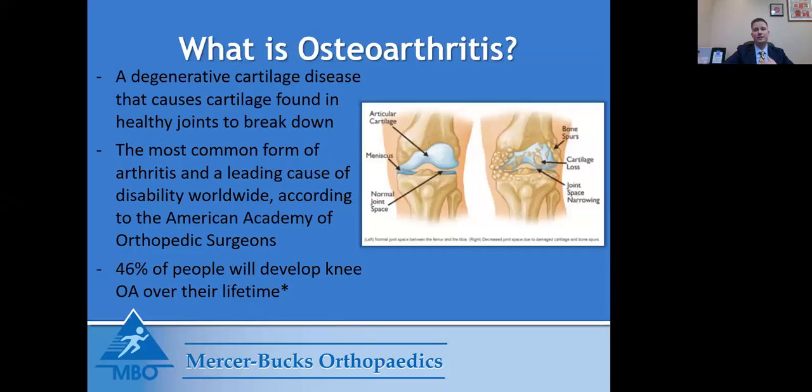It is a degenerative cartilage disease that causes cartilage found in healthy joints to break down. It can occur in any joint in our body, and for the purpose of today's talk, we're going to discuss how that happens in the knee. It's one of the most common forms of arthritis and one of the leading causes of disability, according to the AAOS, which is the American Academy of Orthopedic Surgeons. It's estimated that roughly 46 to 50% of the adult population will develop arthritis in their lifetime.